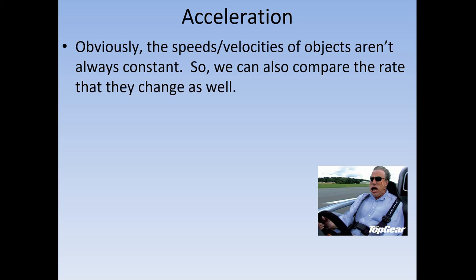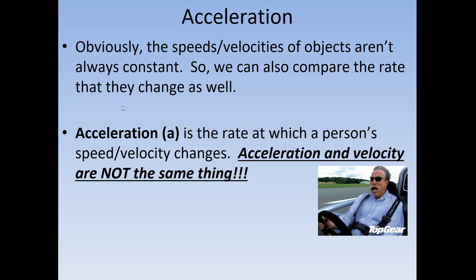So acceleration is basically how quickly we can change our speeds. Because it turns out, as you may know, that speed and velocities aren't always constant. You go on a road, you increase your speed, you decrease your speed, you come to stops, you keep going, all those things. So, we're going to end up wanting to talk about this term acceleration. Acceleration is going to be described using the symbol A, or represented by the letter A, and it's described as the rate at which a person's speed or velocity changes.